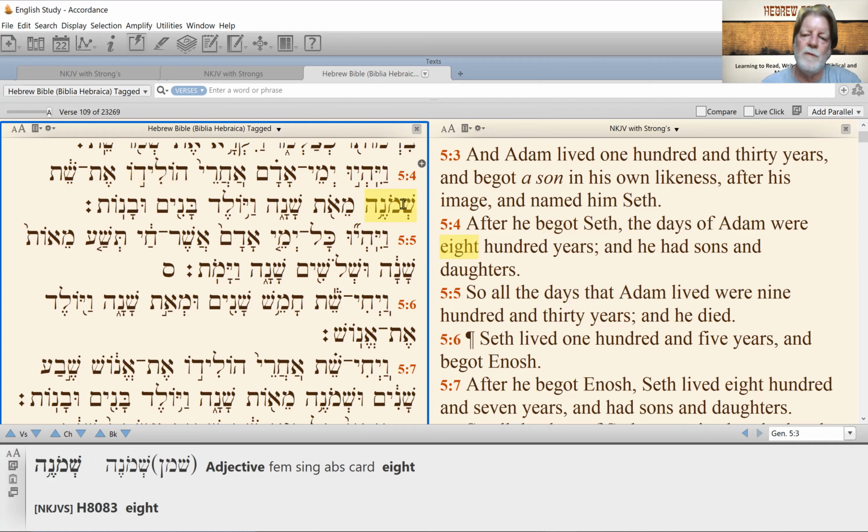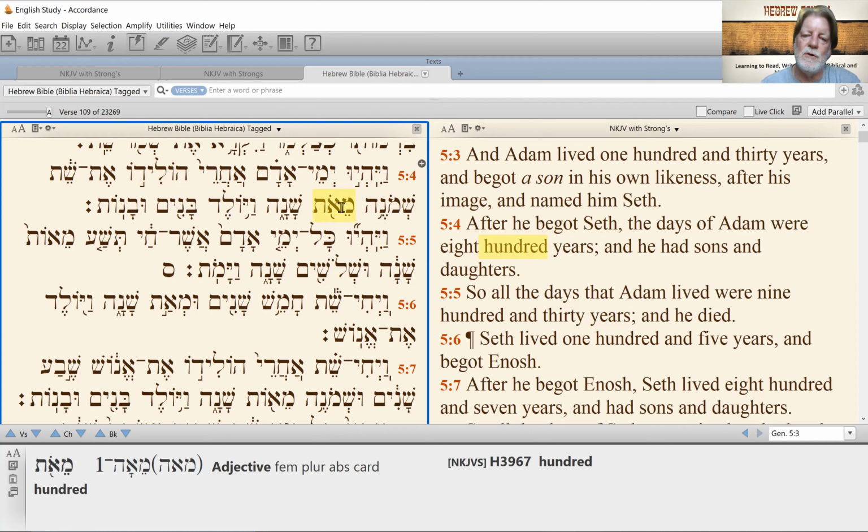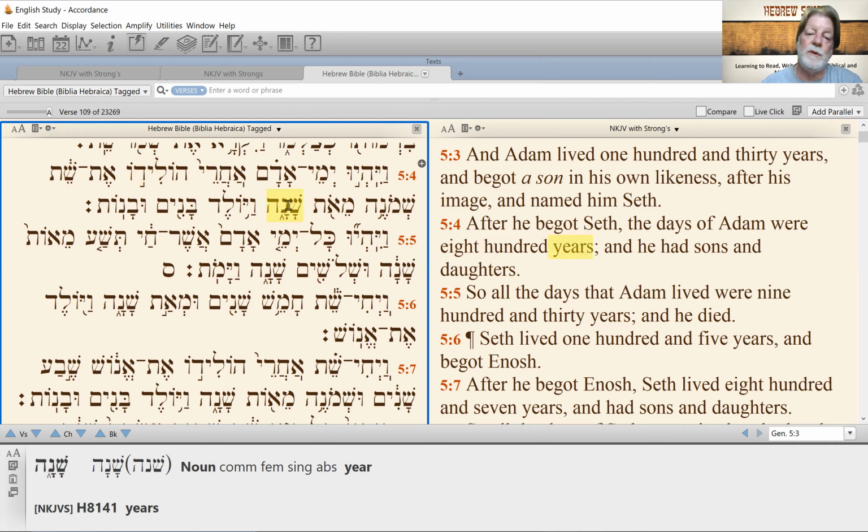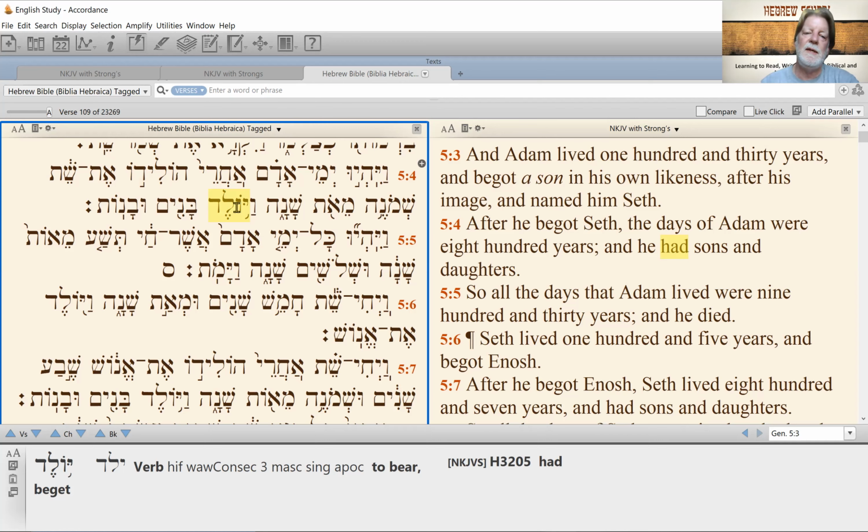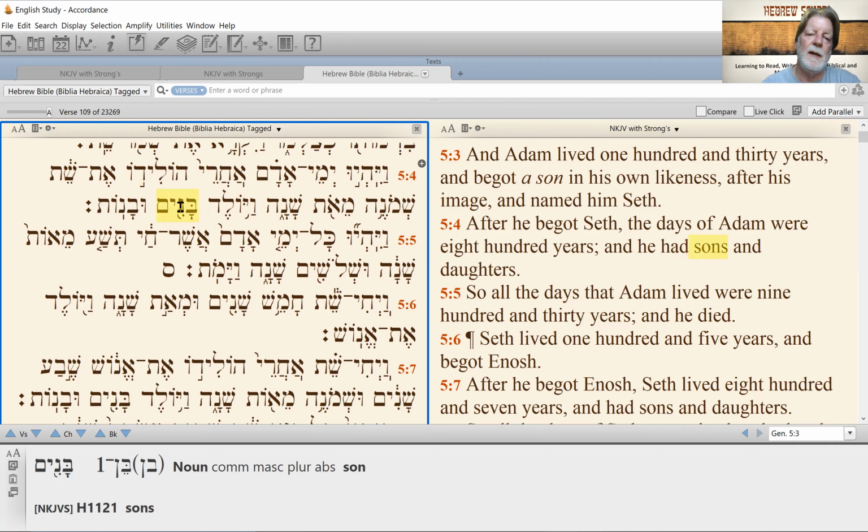So after Adam caused Shet to be born, shemone is the Hebrew word for 8. Meot, so it would be 800 shana. Again, we would think this would be years, plural, but it's shana, it's singular. So 800 years. Vayoled, and this is Hifil also. So, and he caused to be born. Banim is the plural of ben. The im ending means the plural of ben. So sons, he caused to be born sons.